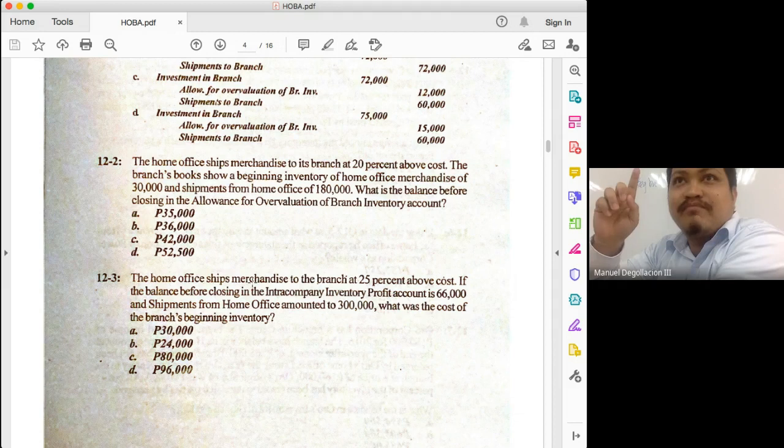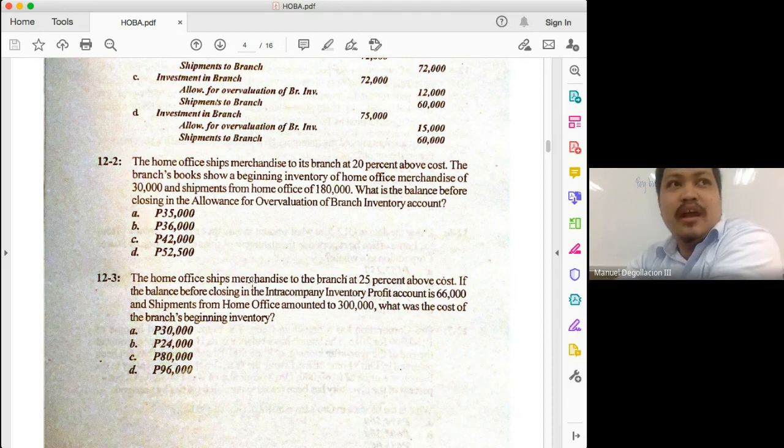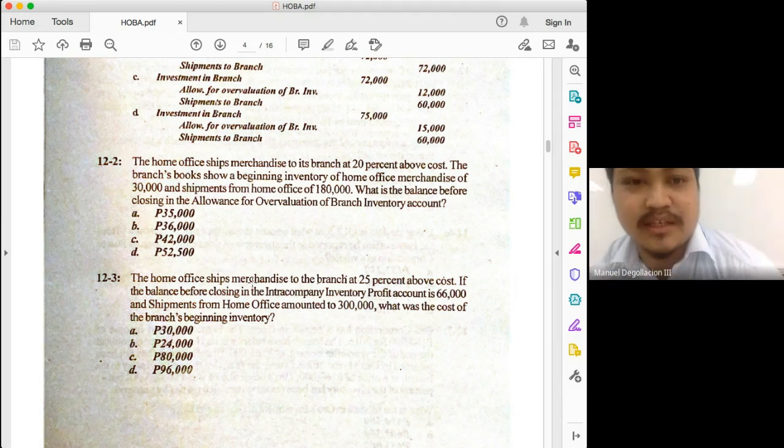Because again, your markup on your ending will essentially be the ending or the adjusted balance of the allowance. The markup on your ending inventory is simply the ending balance also of your allowance account. This will be clarified more, class, as we discuss more problems.